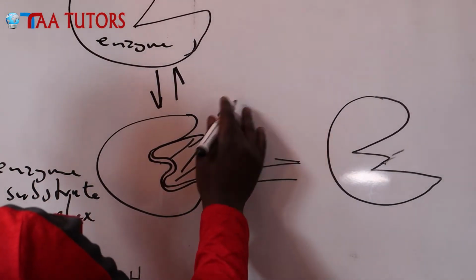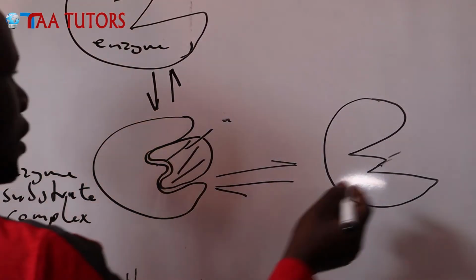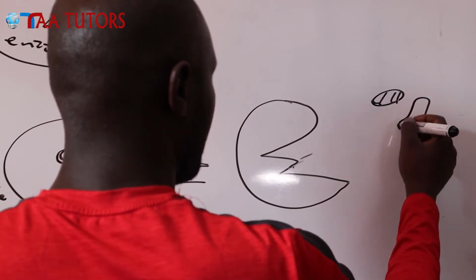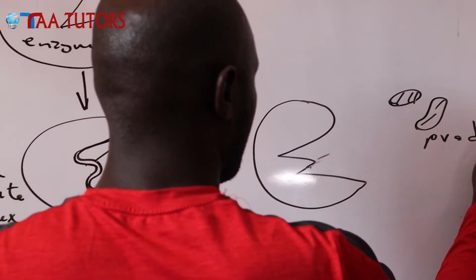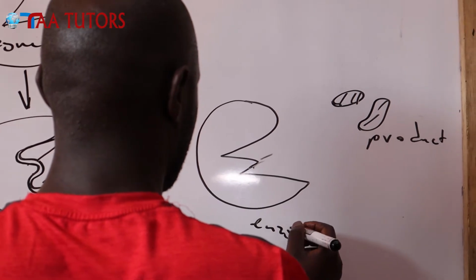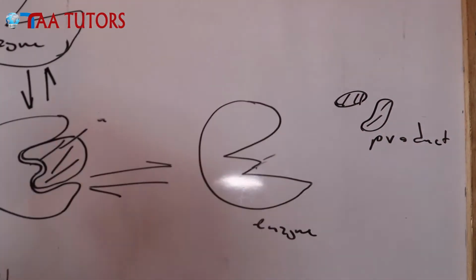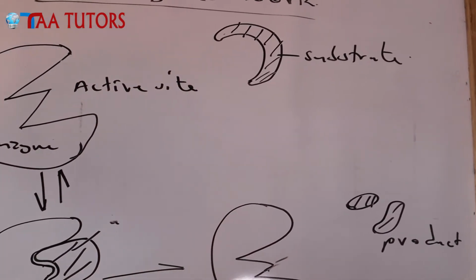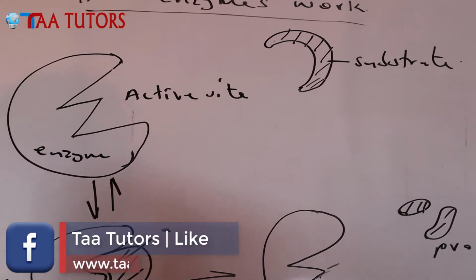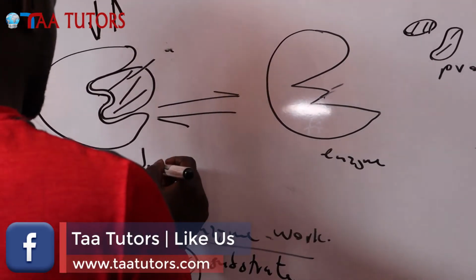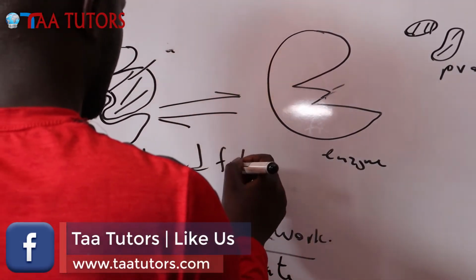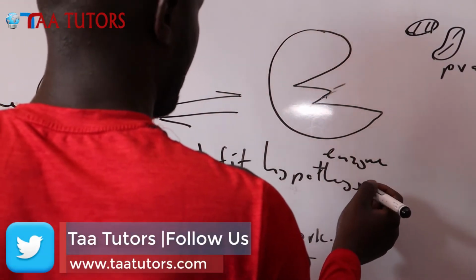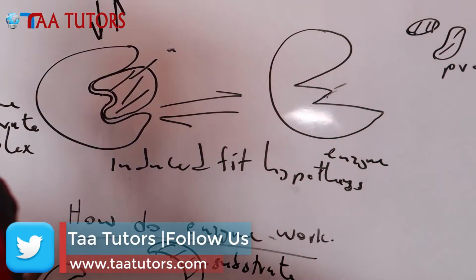This is the substrate. So the two here form the complex, and then it is going to release for us the product of the substrate. These are the products, and this is the enzyme. So this one here is the enzyme that is fitting itself with the substrate. So this is called the induced fit hypothesis. The other one was the simple lock and key hypothesis, but this one now we are inducing it.